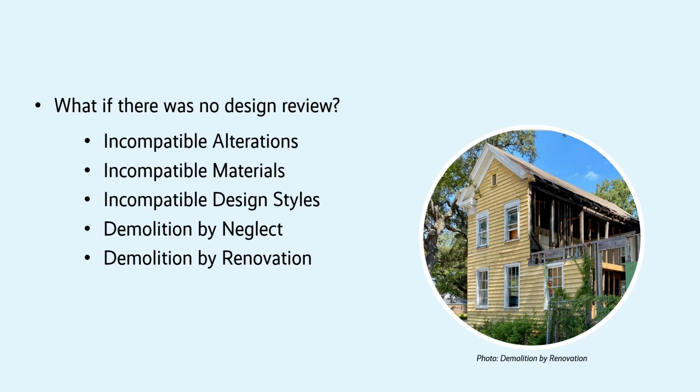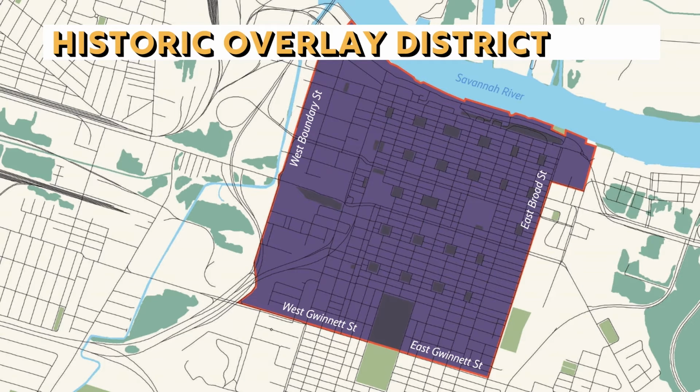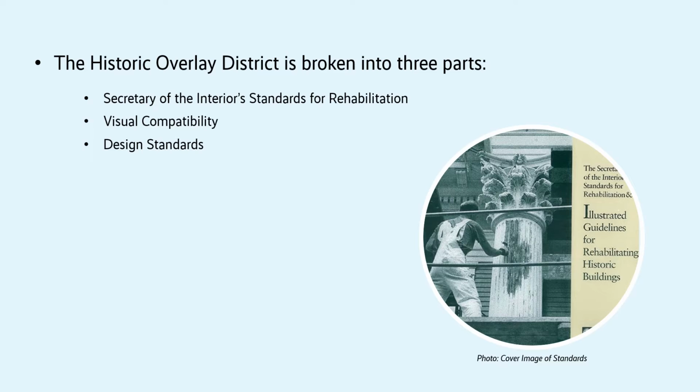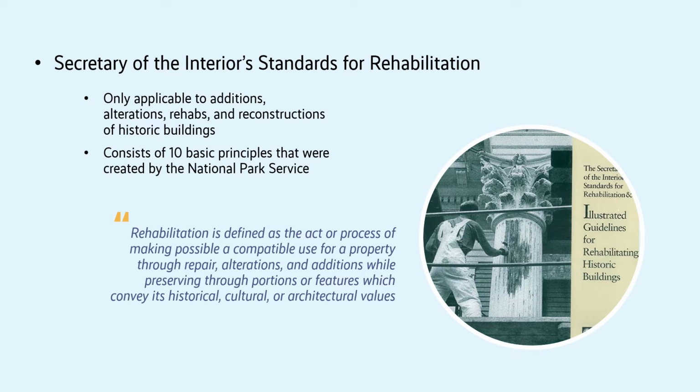Nowadays, any work that occurs in a local historic district is guided by the Historic Overlay District Ordinance. Each district has its own ordinance, which allows for the standards to be specific to what makes each district unique and significant. The overlay is broken up into three parts: Secretary of the Interior Standards for Rehabilitation, Visual Compatibility, and Design Standards. To better understand how a design review process works, it's important to have a basic understanding of what each of these three sections does.